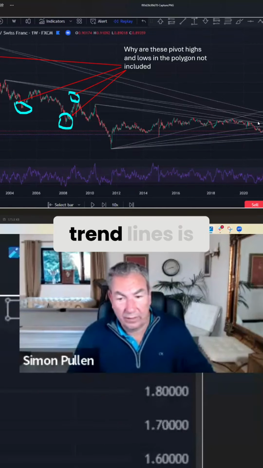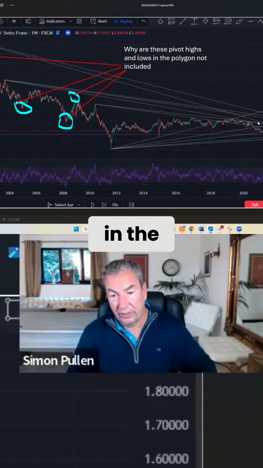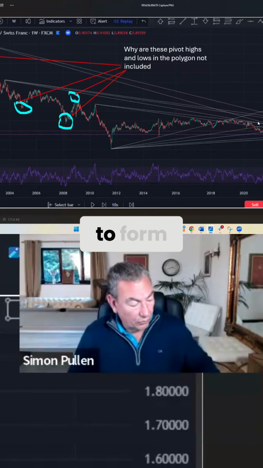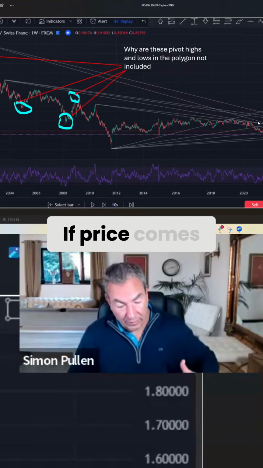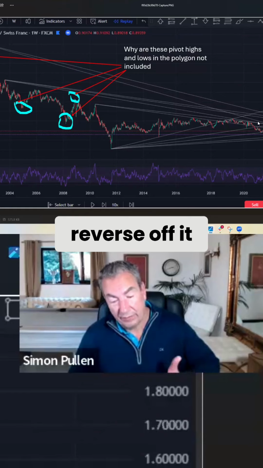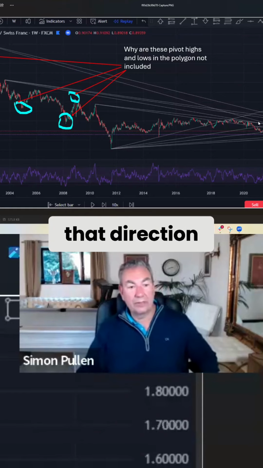The idea of weekly trend lines is to just help you identify levels in the chart, or slanting levels in the chart, that are likely to form roadblocks to price, or even help you trade. If price comes up and hits one of these weekly trend lines, then chances are it's going to reverse off it. And if you see a pattern reversing off that, then it helps your trade go in that direction.